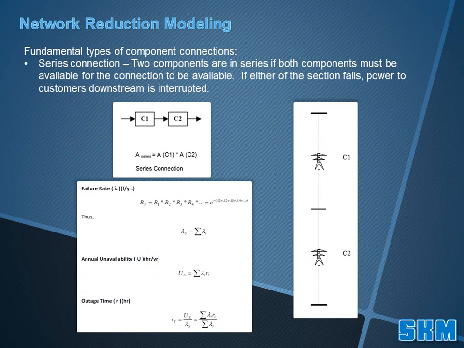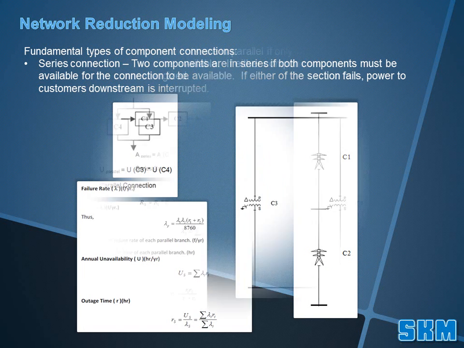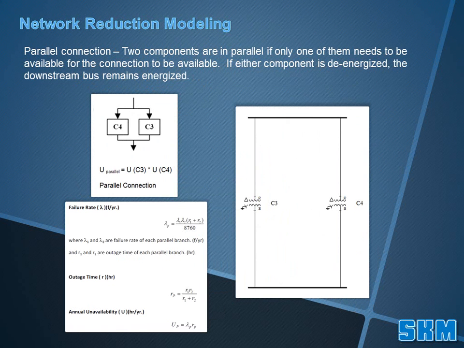When 2 components are in series, both components must be available for the connection to be available. If either of these sections fail, power to the customer downstream is interrupted. The right side of the slide shows how the series components are drawn on one line. When two components are in parallel, only one of them needs to be available for the connection to be available. If either component is de-energized, the downstream bus remains energized. Again, the right side of the slide shows how parallel components are drawn on the one line.